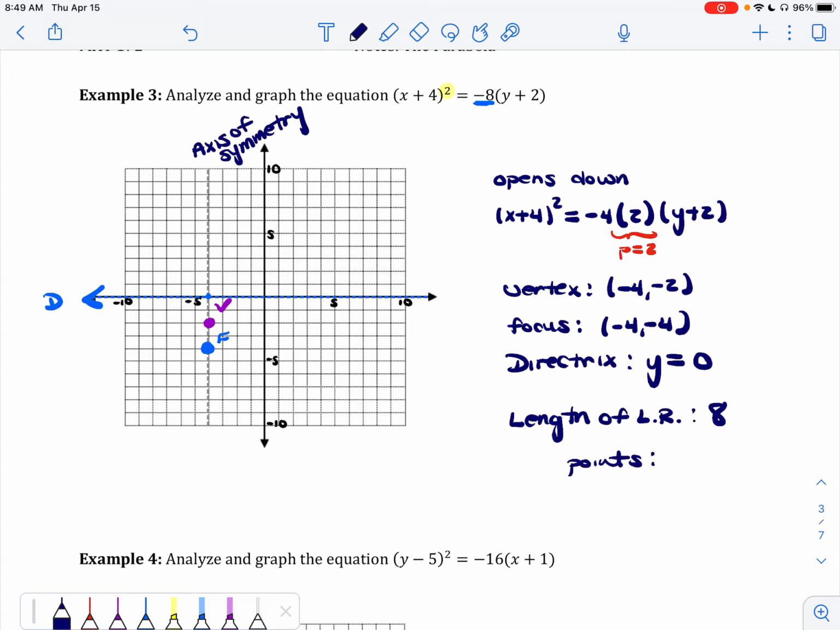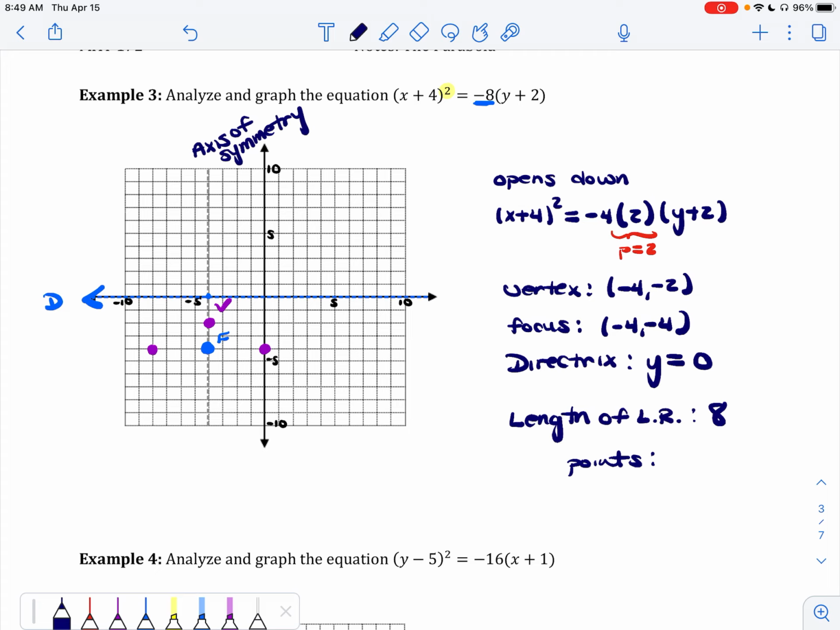So since the total length of the latus rectum is 8, we're going to go 4 units left and 4 units right to get the points on the latus rectum. If we count 4 units to the left of our focus, we'll get the point on the left, and then 4 units to the right of our focus.